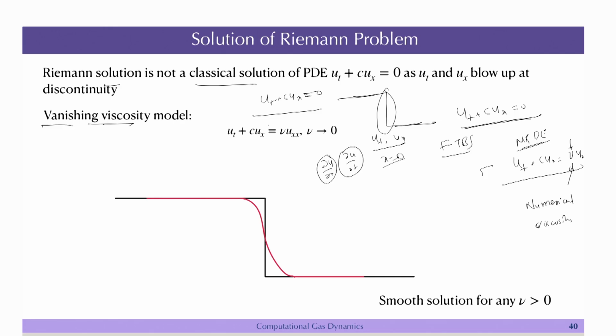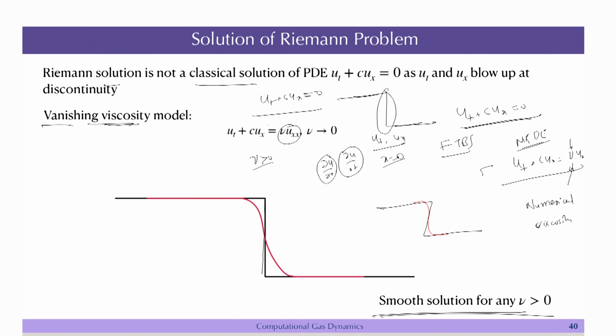So, how are you able to solve it? One is the vanishing viscosity model. For any value nu greater than 0, it will work. What will happen is that instead of getting this solution, which is the black line, you will get the smoothened out solution, which is the red line. So, instead of getting like this, you will get something like this. So, we have basically smoothened out.